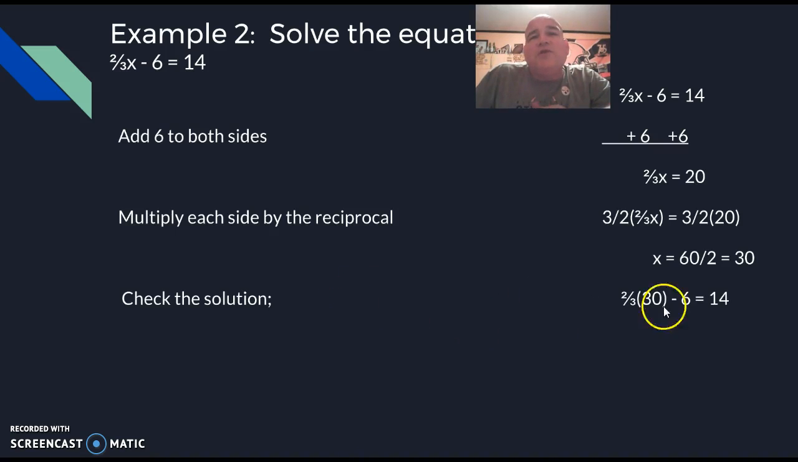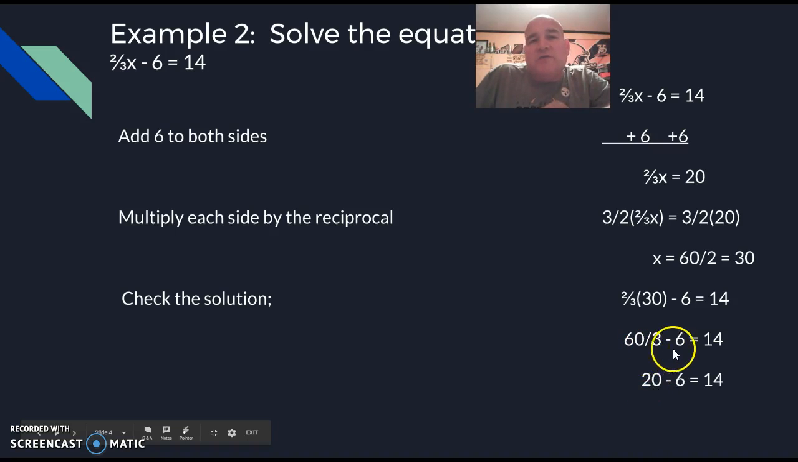Again, we'll check our solution. To do that, we put 30 in for x in the original problem. 2/3 times 30, remember this is really 30 over 1. So 2 times 30 is 60, 3 times 1 is 3. So we get 60 over 3, and 60 over 3 is 20. Doing our division first, 20 minus 6 is 14, 14 equals 14, and thus we find our solution, and it's true because it makes both sides of the equation equal the same number.